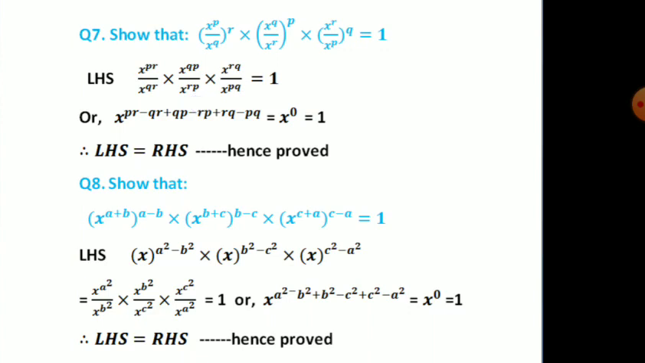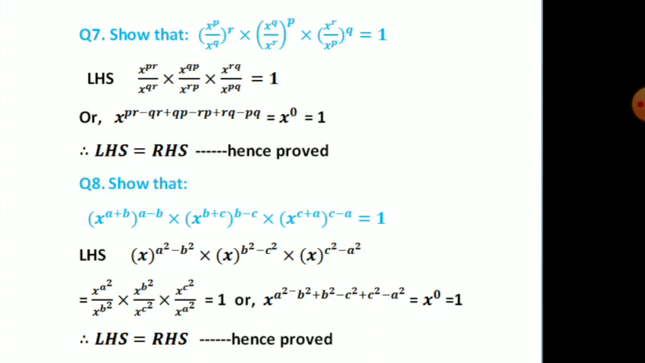because if I write p into r or r into p, it is same. Whether we write 2 into 3 or 3 into 2, the result is same. So we can cancel this x^(pr) and x^(rp). Similarly, we can cancel this x^(qp) and x^(pq). And also we can cancel this x^(rq) and x^(qr). So everything is getting cancelled. So what is remaining is 1.